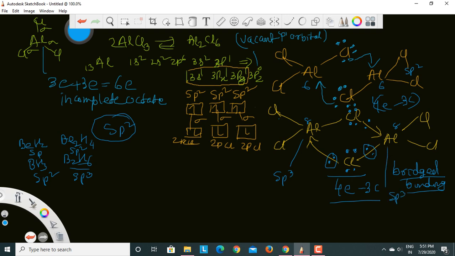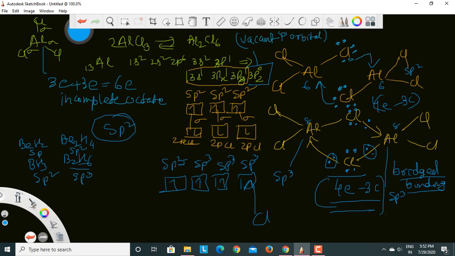So sp2 and one more p will be involved, that is pz. So in the sp3 hybrid orbitals, you will have electrons, and one was vacant. This vacant orbital will take a coordinate bond from chlorine. So chlorine will make a coordinate bond to the vacant sp3 orbital, and these electrons are also involved. So this is the bridge bonding, but remember the four electron, three center system will come, and the hybridization will be sp3.